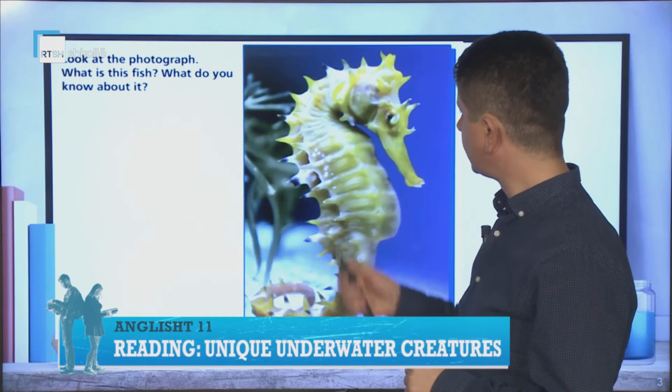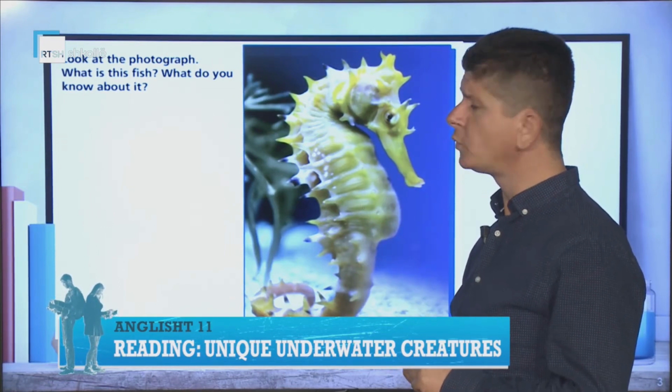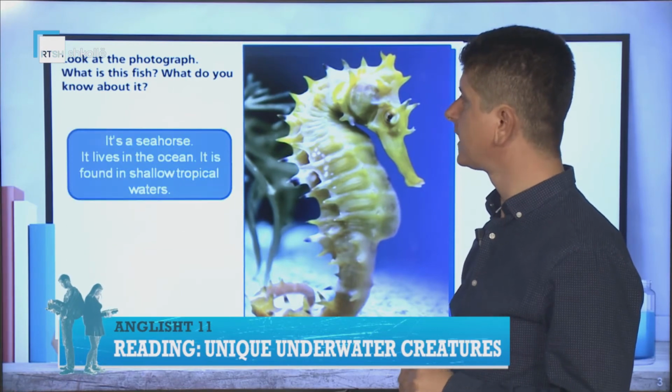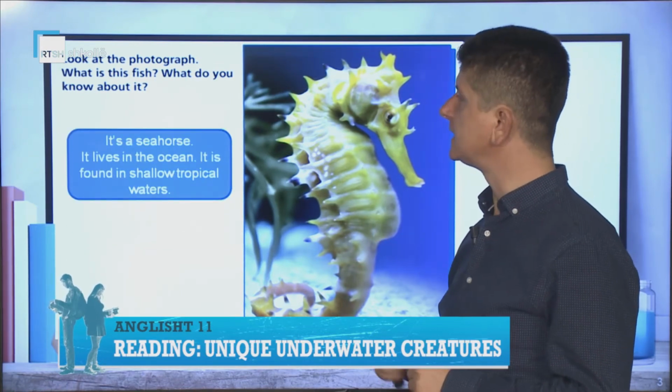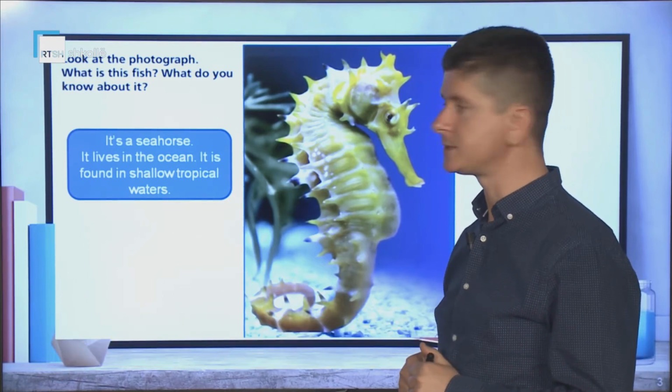Okay, here we have a picture. It's a kind of fish. Can you guess what that is? What do you know about it? It is a seahorse. It lives in the ocean and it is found in shallow tropical waters.